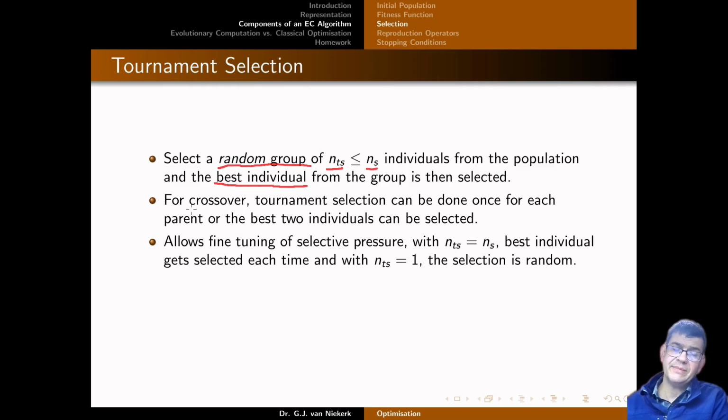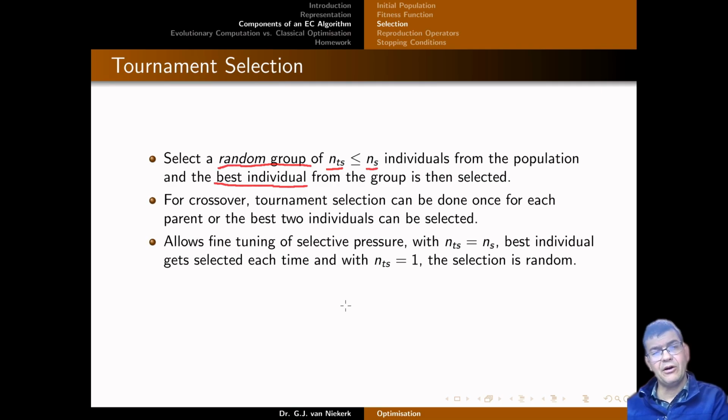So for crossover, let's say you're applying crossover, you can use tournament selection each time for each parent, and just make sure that they're not the same parent. Otherwise, you just have cloning, but we'll get to that. Or you can say, from the subgroup, select the top 2 individuals, and those are the 2 that I'm going to use in the crossover operator.